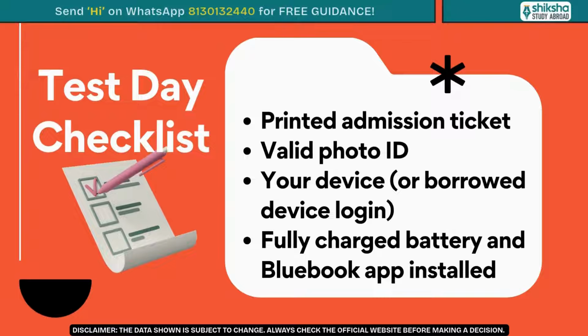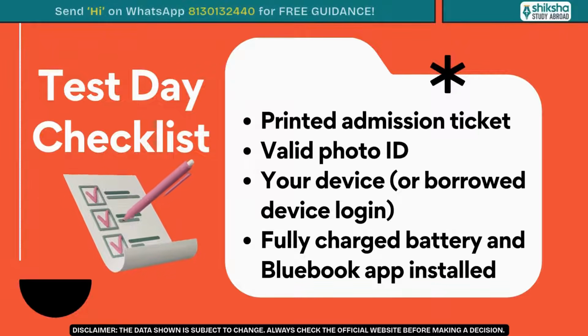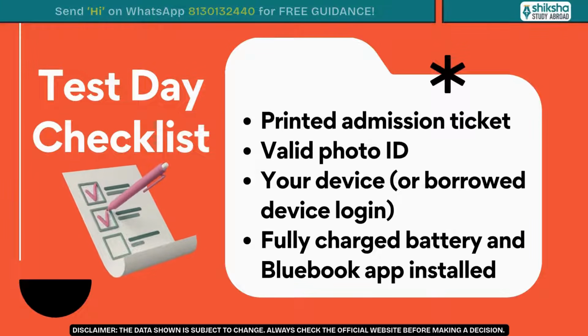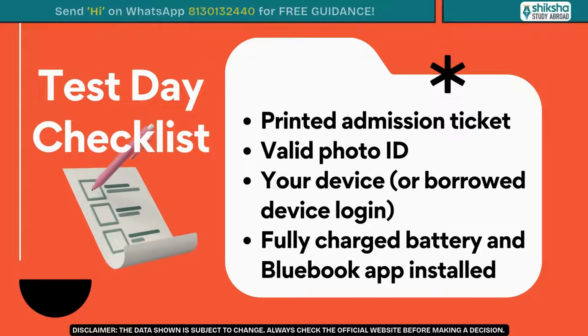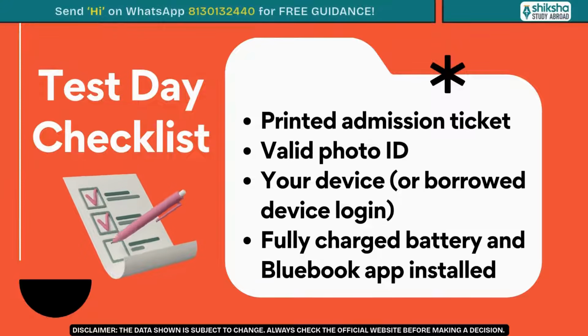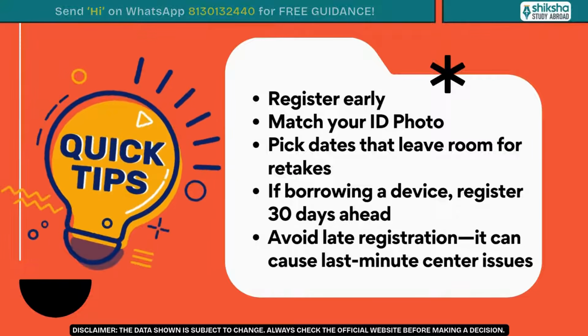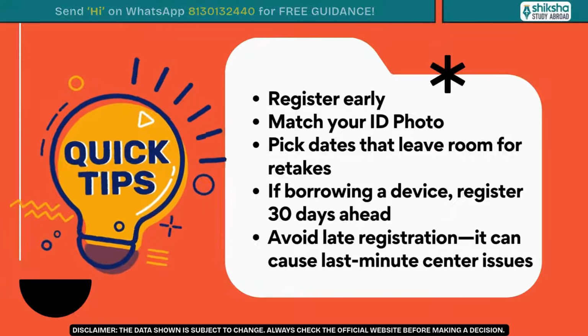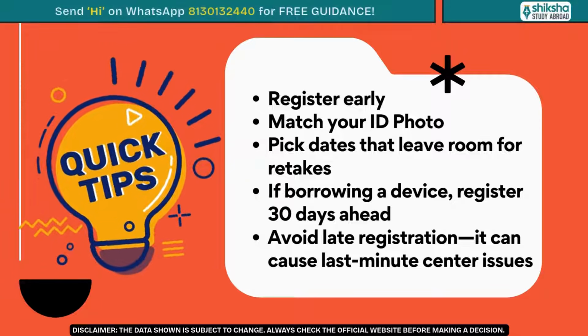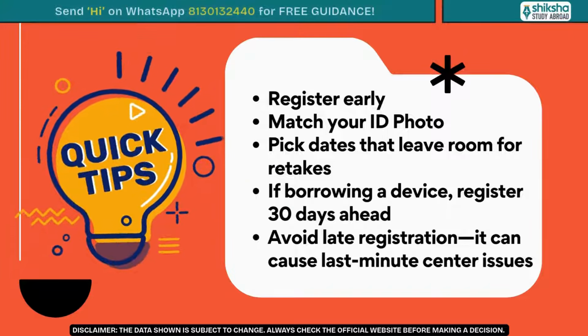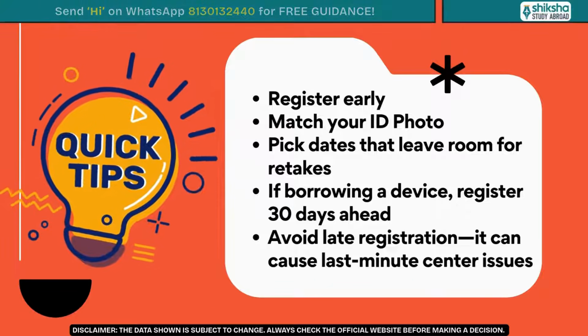A quick test day checklist. Bring printed admission ticket, valid photo ID, your device or borrowed device login, fully charged battery, and the Bluebook app installed. Pro tips: register early, match your ID photo, and pick dates that leave room for retakes. If borrowing a device, register 30 days ahead. Avoid late registration as it can cause last-minute center issues.